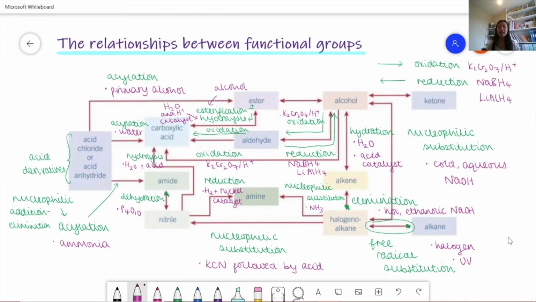And then to get from an ester to an alcohol, going from right to left is a hydrolysis reaction, and from left to right it is an esterification reaction. With the esterification, this time we need an acid, so we need a carboxylic acid or an acid derivative. And for hydrolysis, we need water and H plus catalyst.